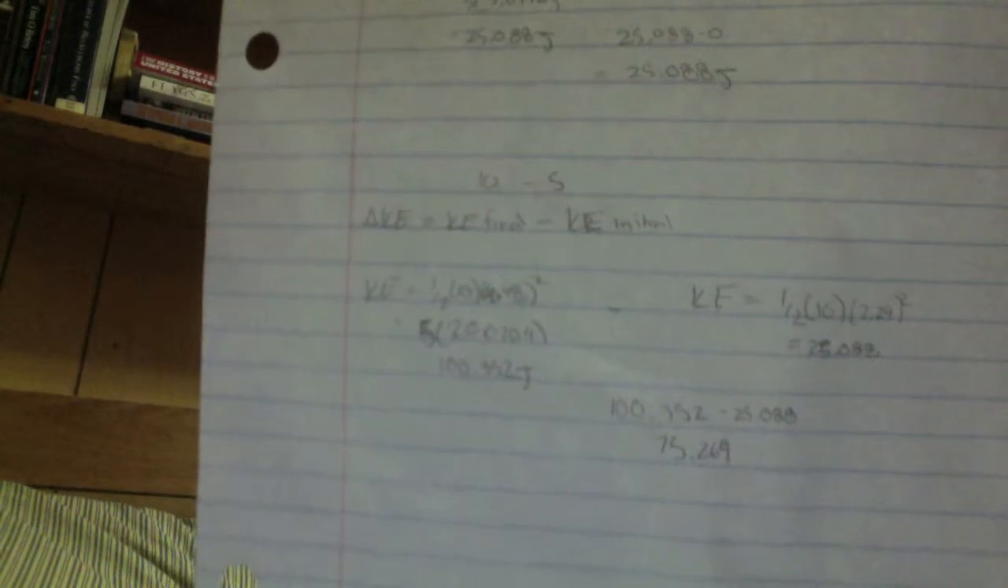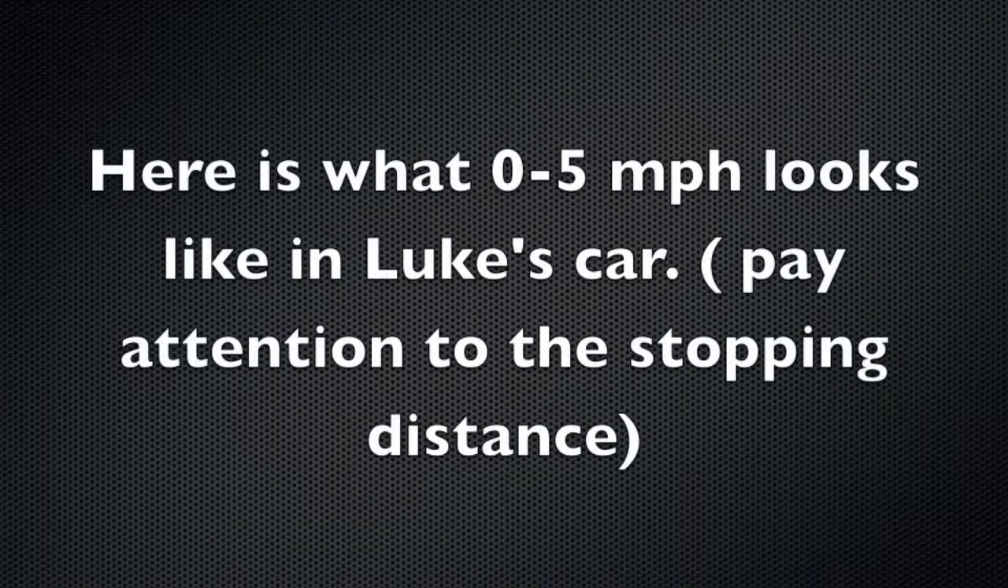100.352, and now we have to subtract it from KE initial, and the initial was 5, and we already calculated that in the previous problem, and we get 25.088, and we subtract these two because it's KE final minus KE initial, and we get 75.269. Wait, that is different from the other change in kinetic energy. I wonder.